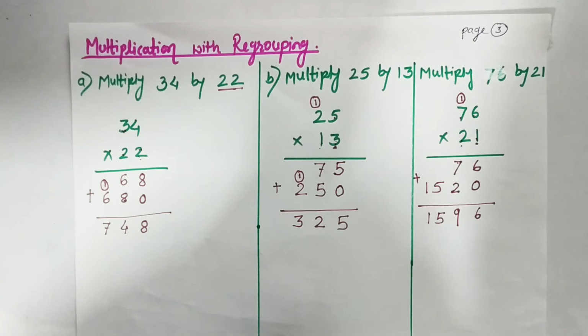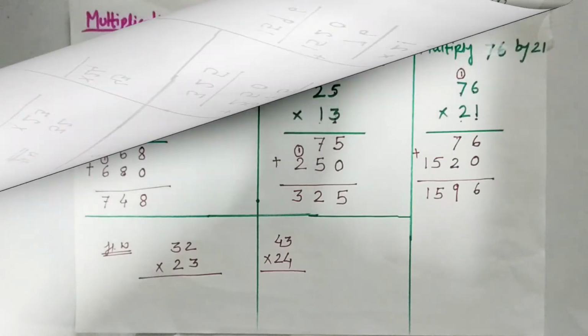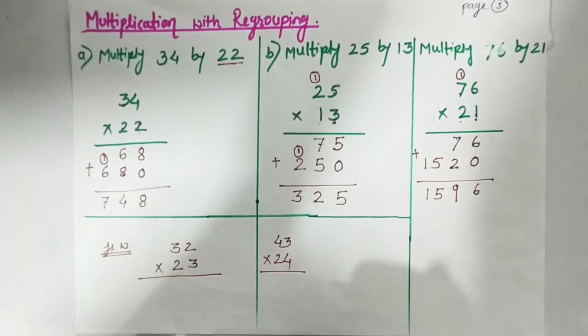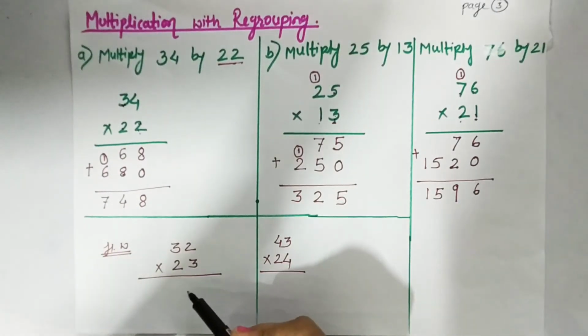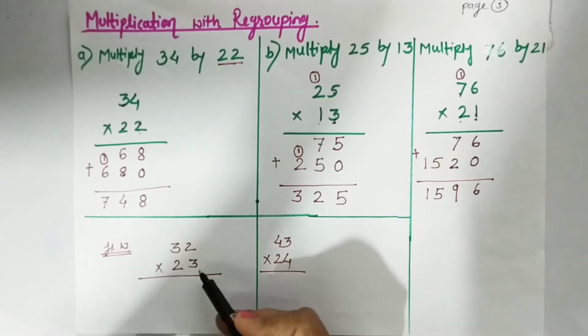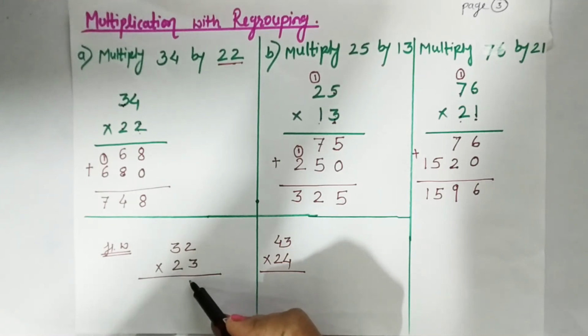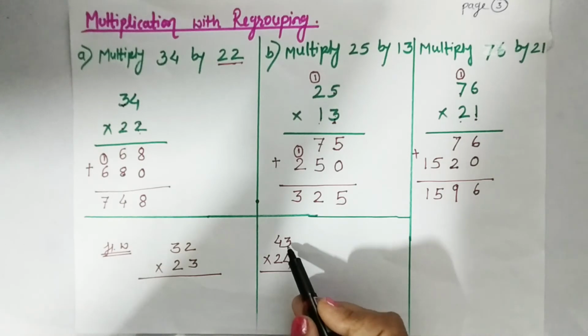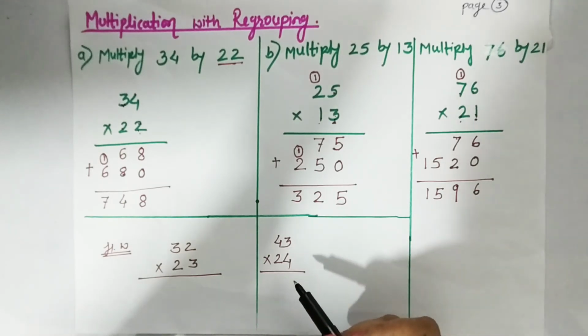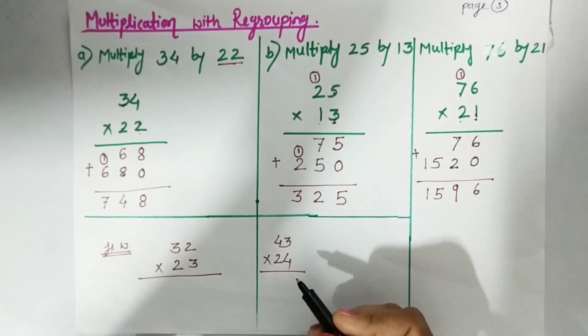multiplication with regrouping by a 2-digit number. For this also you need a lot of practice, children. So solve these questions in your maths notebook. So here homework is given: 32 into 23, 43 into 24. So try to solve this in your maths notebook.